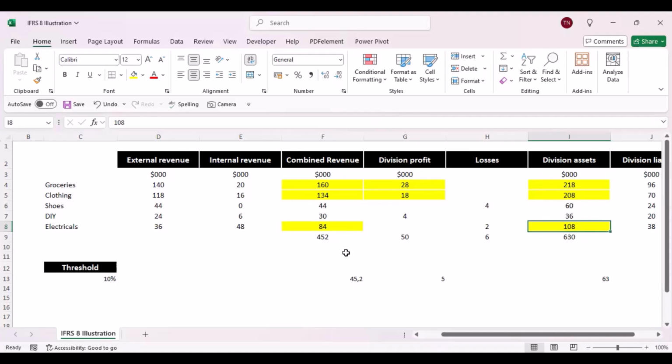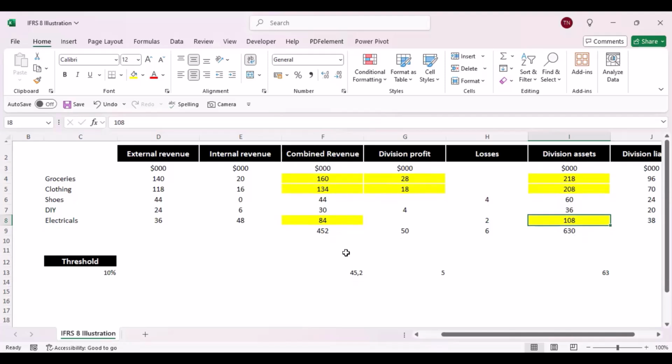You might be asking yourself, why is electrical still an operating segment, even though it didn't meet the profit or loss criteria? It just has to meet one. Then it's a reportable segment. After this, then there is a secondary criteria.